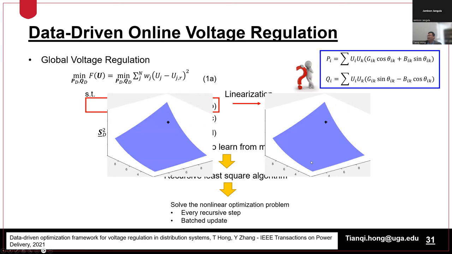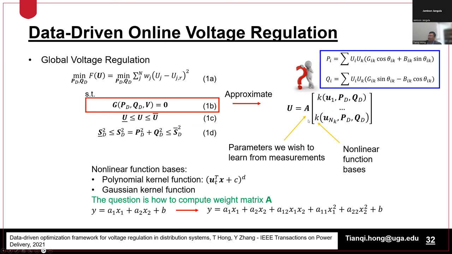So how to achieve the nonlinear mapping? The idea is we can approximate the power flow constraint using kernel functions. The kernel function contains the nonlinear kernel basis. The only parameter we need to learn from the measurement is the matrix A here. Different nonlinear kernel bases can be applied, such as polynomial kernel functions or Gaussian kernel functions.